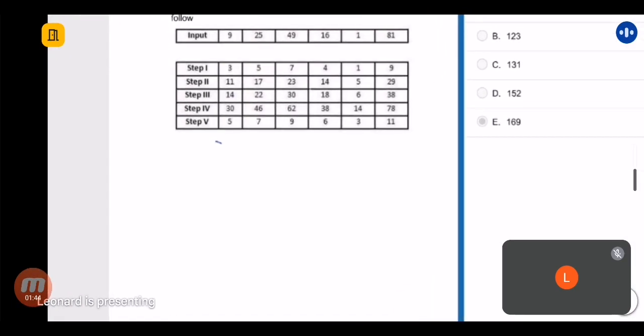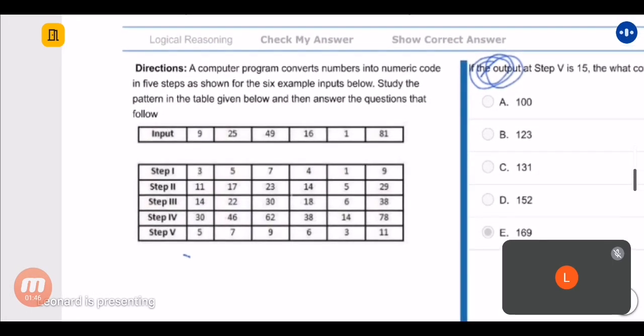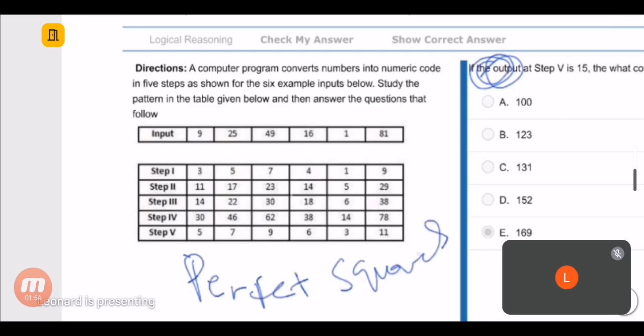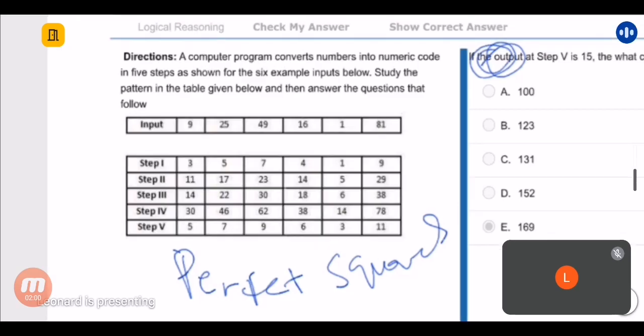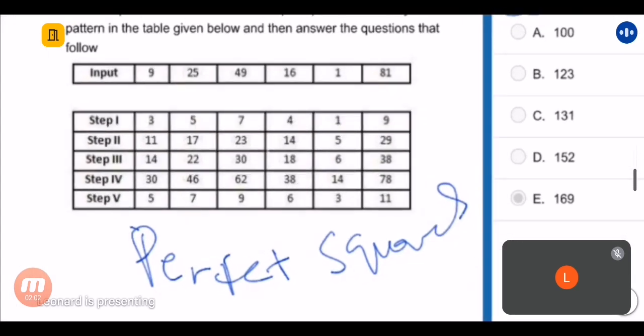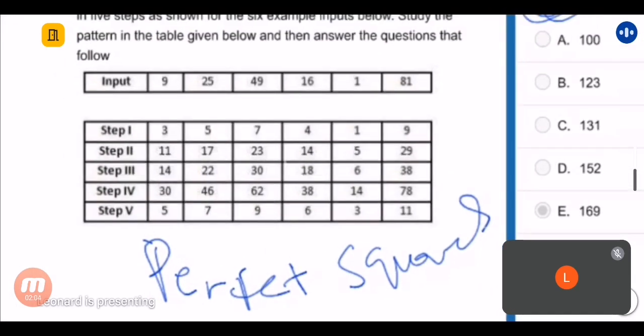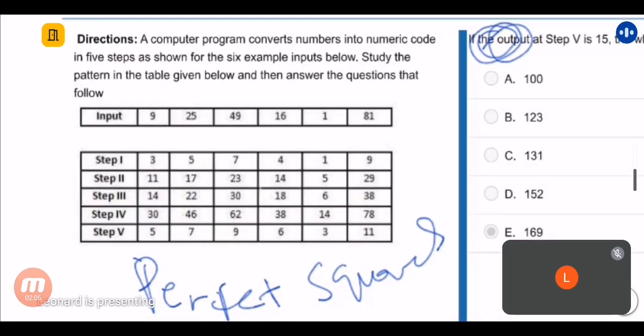We can start thinking from there by saying that these are perfect squares. Since they are perfect squares, what did they do with the perfect square? That's another thing we ask ourselves. So we can say the square root of 9 is 3.